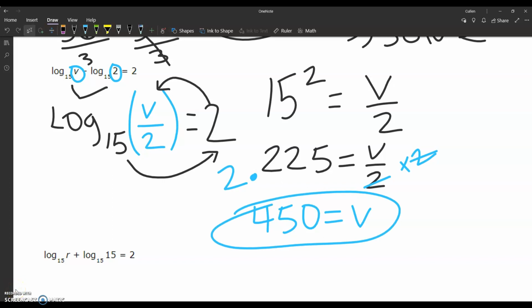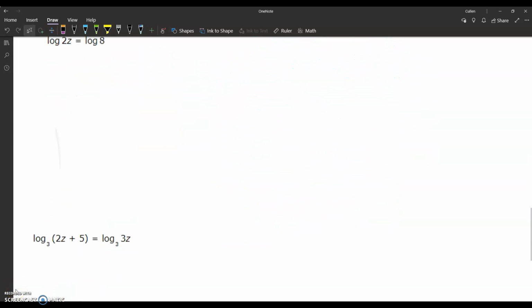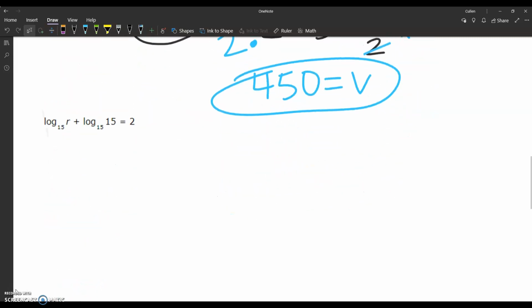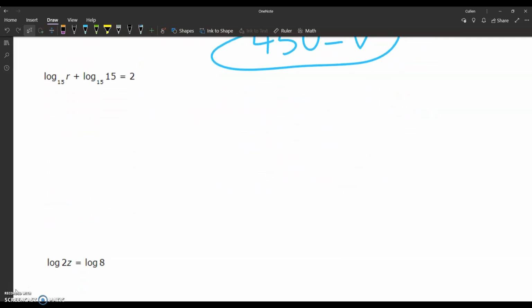Okay, let's keep going. So we've got this problem and 2 more, I believe. So let's talk about this one. There's a plus in between here. So what that means is I'm going to combine these two logs, keep it log base 15 still. And now inside my parentheses, it's going to be r times 15, which I'm going to write as 15r. So this one I don't make a fraction because there's not a minus. If there's a minus, you would be making a fraction. So it would be log base 15 of r times 15, which is 15r, and set that equal to 2.